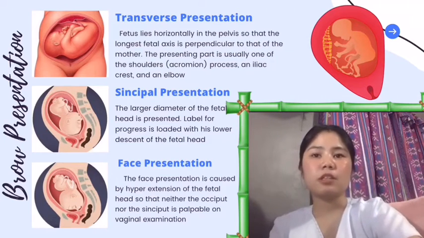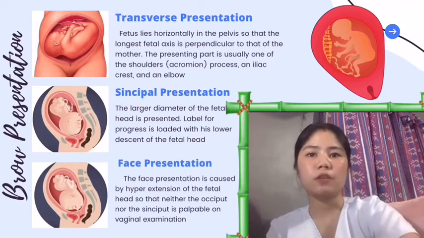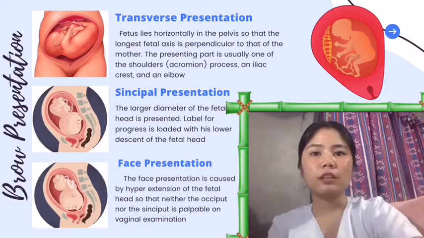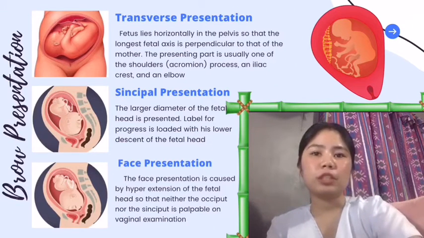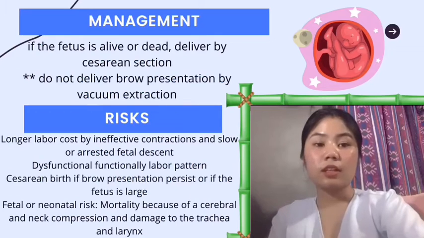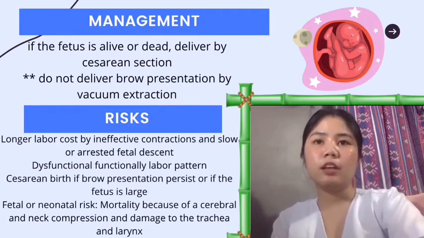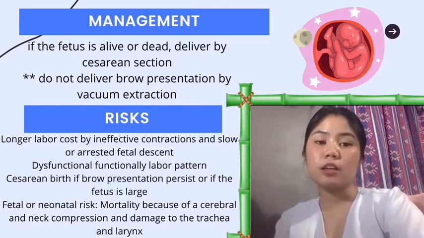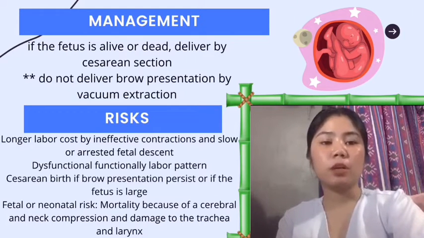And the brow presentation. The brow presentation is caused by partial extension of the fetal head so that neither the occiput nor the sinciput is palpable on vaginal examination. The management is, whether the fetus is alive or dead, deliver it via cesarean section, and do not deliver a brow presentation by vacuum extraction.